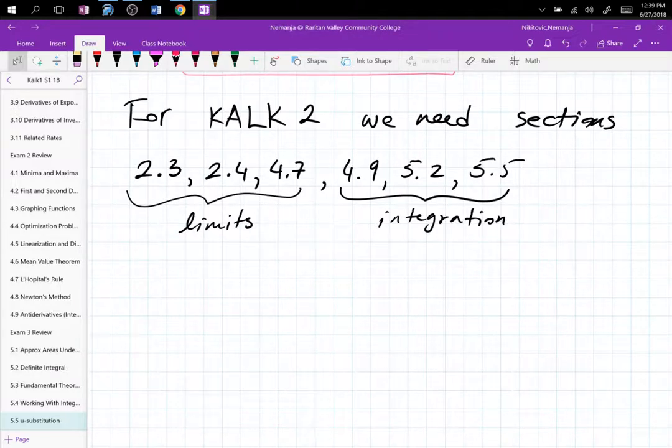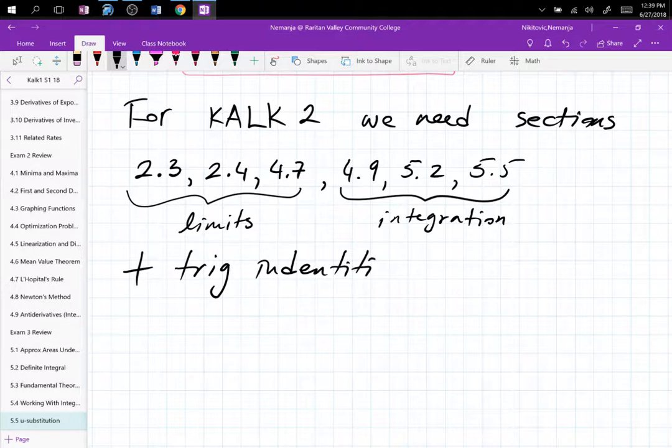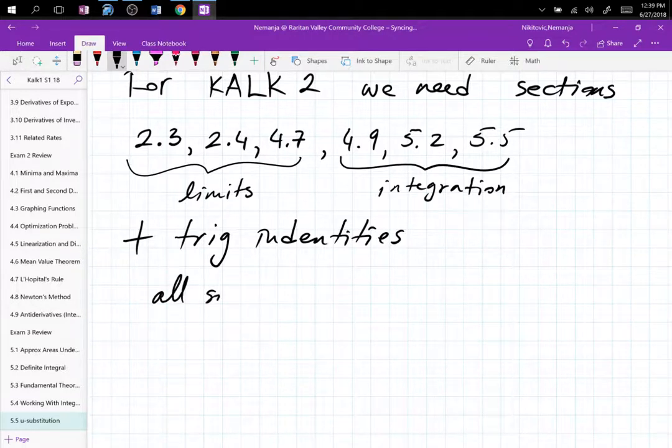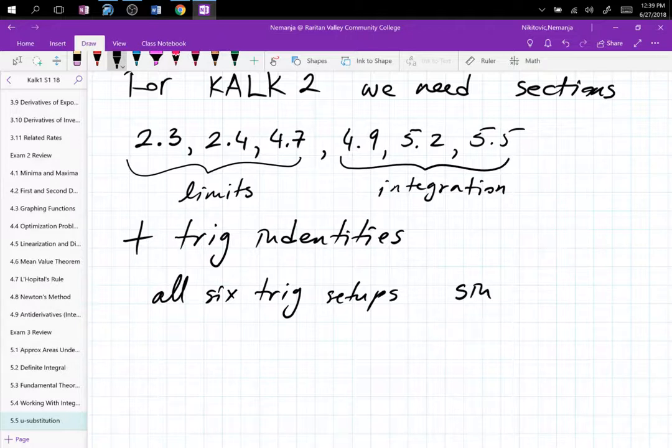In addition, you need trig identities, and you need the ones that I'm going to write. Clearly more is better, but the ones that I write are a bare minimum, and you have to know them. So all 6 trig setups, and I'm just going to write one. Sine of theta is opposite over hypotenuse, and I'll put 3 dots here for the other 5. You need to know all of them.